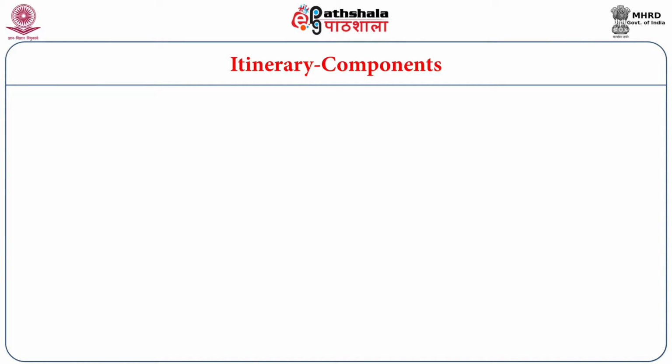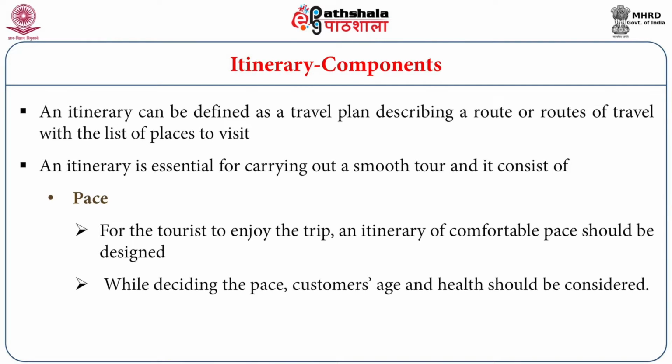Itinerary components. What is an itinerary? Itinerary is tour planning. An itinerary can be defined as a travel plan describing a route or routes of travel with the list of places to visit. For example, I would like to visit South India. Where in South India? I first land in Chennai, and from Chennai I would like to visit Tanjore, and from Tanjore I would further go to Madurai, and from Madurai I will further move to Kanyakumari or the Cape Comorin. This all depends upon my own choice, my affordability and disposable time and money.